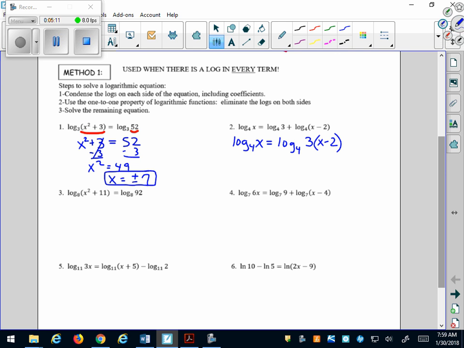Now we're back to having this situation. We have a log base 4 on both sides. We can just cancel those out. And x equals 3 times x minus 2. So then we keep going to solve this. And we get 2x equals 6 and x equals 3. Positive, right? Yep. That make sense?